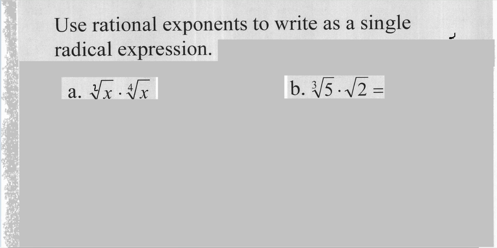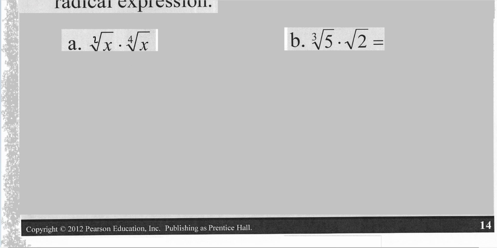All right, looks like the last two here. We've got use rational exponents to write as a single radical expression. Something similar to what we had done earlier. So let's try this. Square root of x would be x to the 1/2 times x to the 4, our denominator, x to the 1/4.